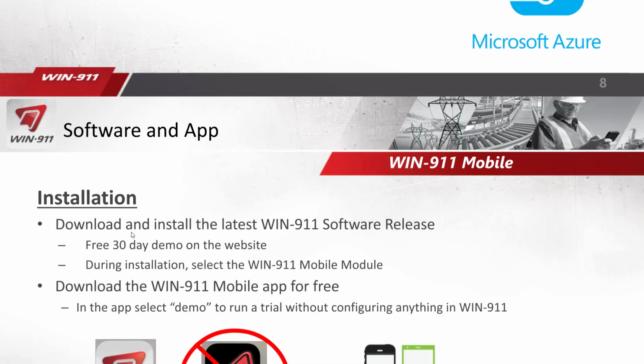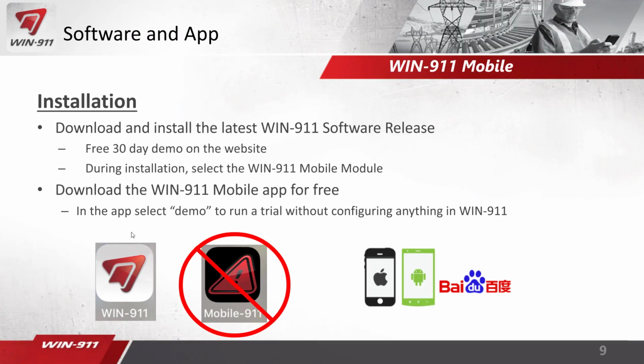So for the software and the app, you can download and install the latest Win911 software. That's always the latest version available on our website, and you can get a free 30-day demo. During the installation, select the Win911 mobile module.